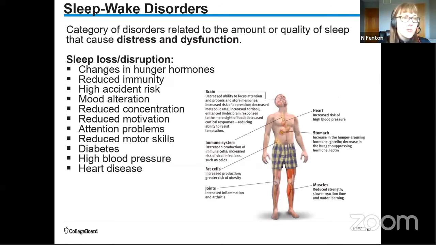Another category of disorders is sleep-wake disorders. What's important here is that regardless of the sleep-wake disorder, if an individual has serious disruption in sleep, there are a lot of negative consequences that result from that. Sleep-wake disorders, which are also treatable, can cause a lot of risk factors when untreated.